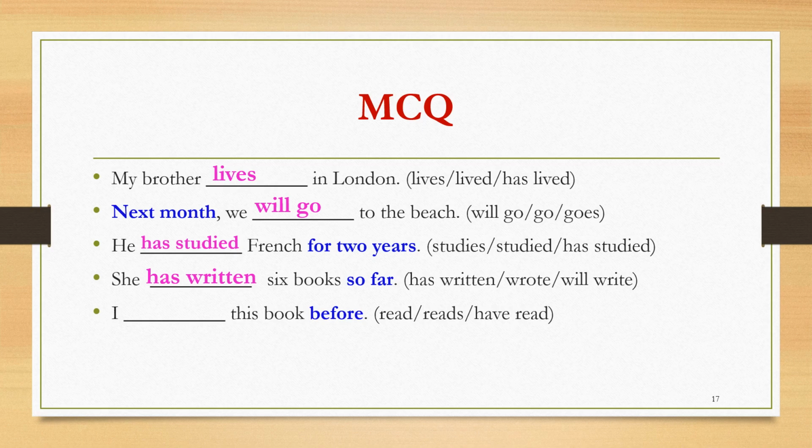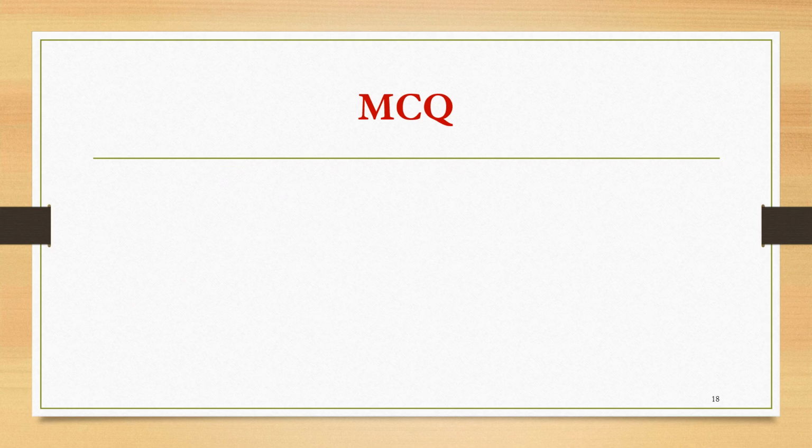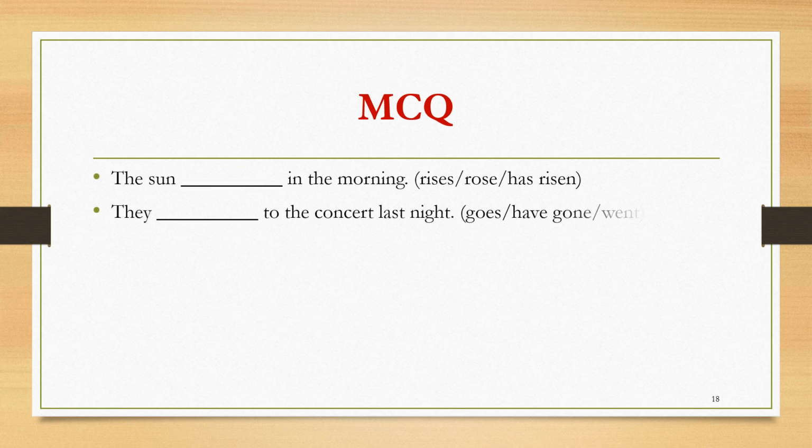This book before. Before, again, it's a present perfect. I have read this book before. Let's continue.